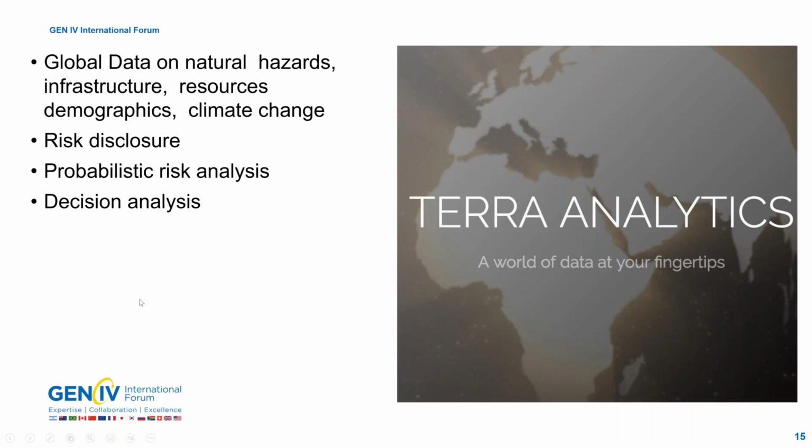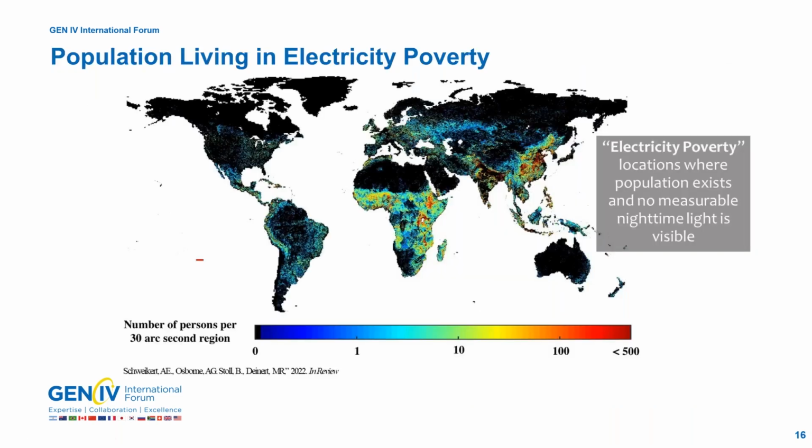Now, let me give an example of how you might do this to understand how to electrify people who are living in electricity poverty. Electricity poverty usually means that people have no access to electricity at all. For the purpose of this figure, we defined electricity poverty as locations where population is known to exist, but there's no measurable nighttime light that is visible.